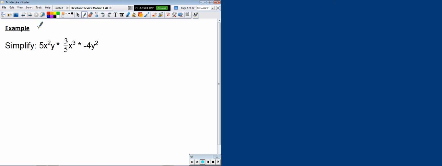Last thing here involving multiplication, and we'll get to a different type of multiplication problem in a moment: if there are 3 terms, we're simply going to multiply the 3 terms together.